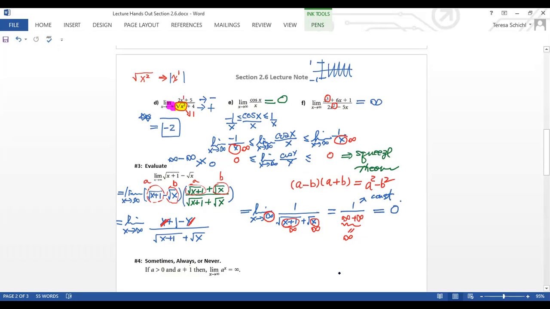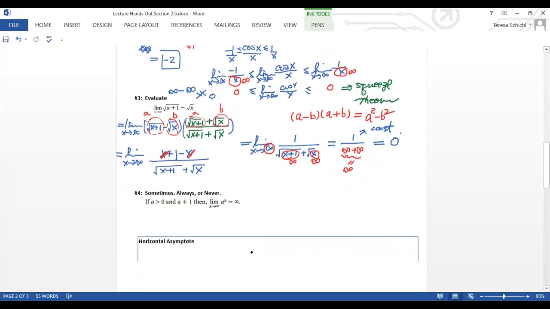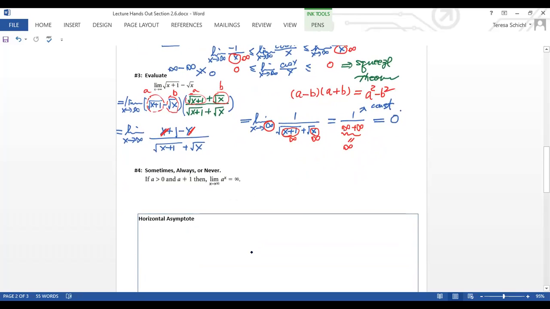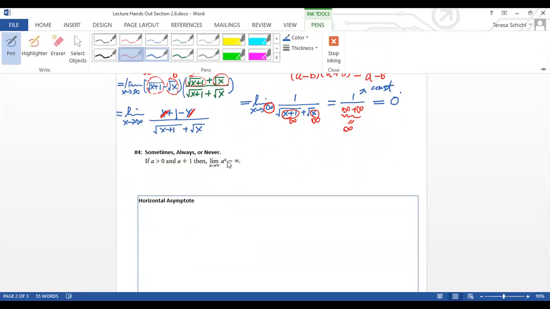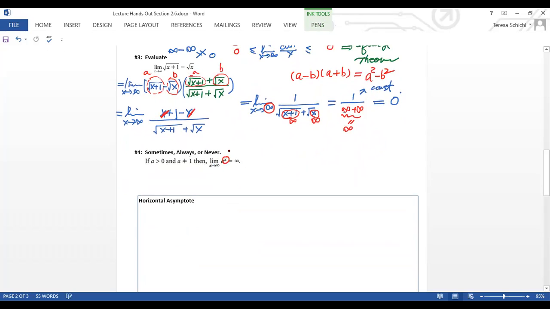So we know from the algebra, for a fraction, if the denominator gets bigger and bigger, then this will become smaller. So number 4 is here. They said if a is greater than 0, is it sometimes, always, or never? So as a^x goes to infinity, that means if you let your exponent get bigger and bigger, is it going to infinity? See here? The answer is sometimes.